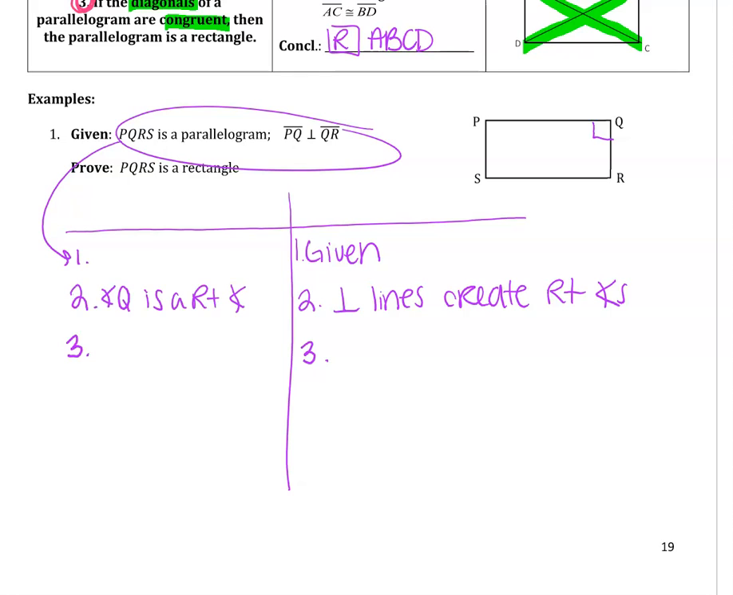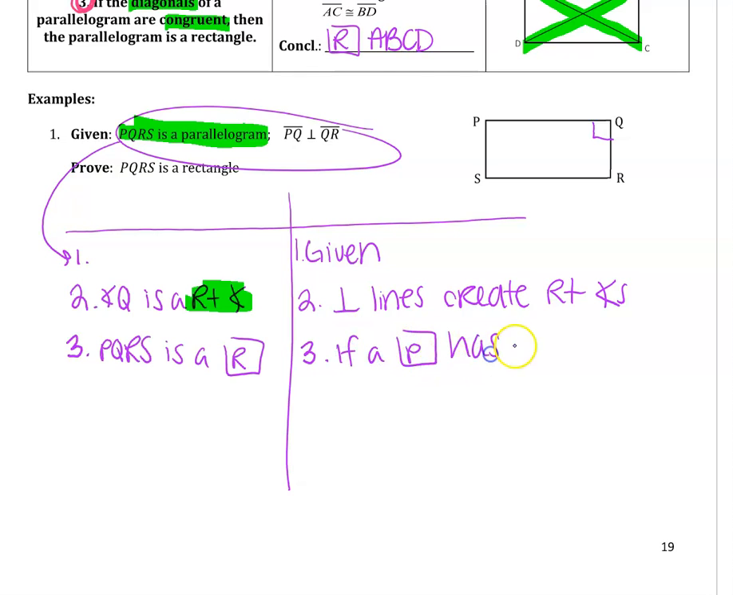That's it. Now that I know I have a parallelogram, so I didn't have to prove it here. They just gave that to me. I know it's a parallelogram. I know I have a right angle. Therefore, it's got to be a rectangle. So at step 3, I can say PQRS is a rectangle. And that's because if a parallelogram has one right angle, it's a rectangle. And that's it.